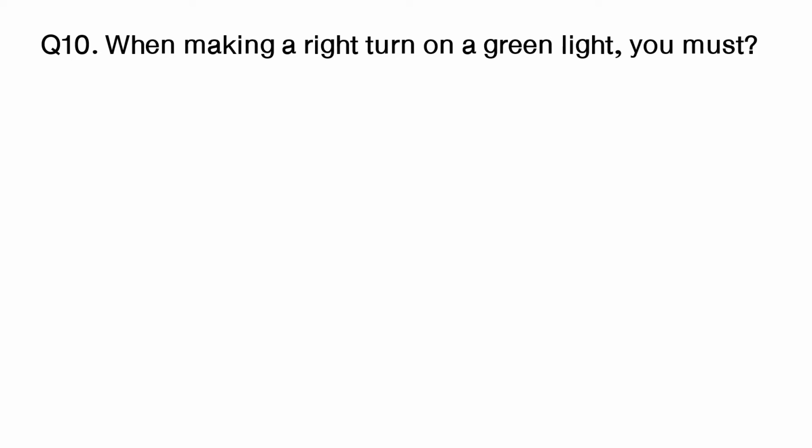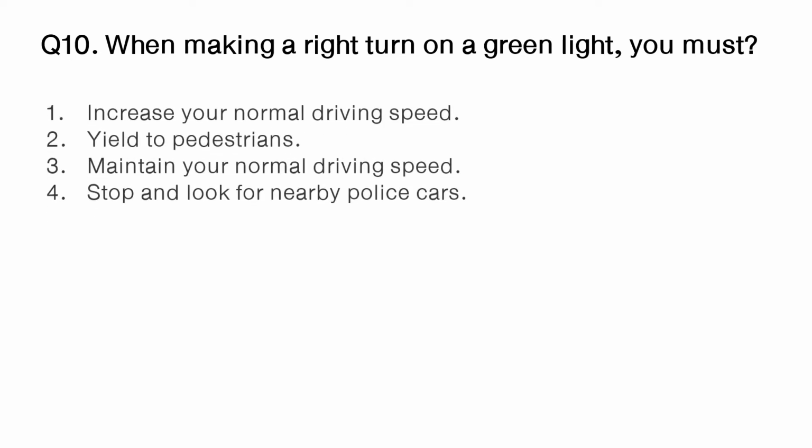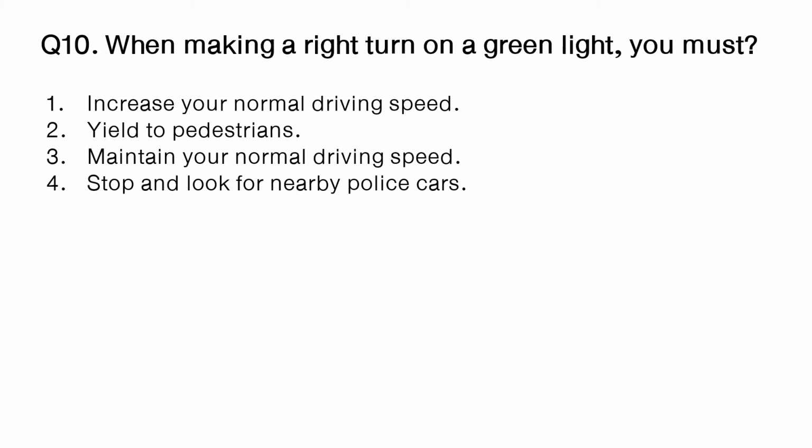Question: when making a right turn on a green light, you must: option number 1. Increase your normal driving speed. Option number 2. Yield to pedestrians. Option number 3. Maintain your normal driving speed. Option number 4.